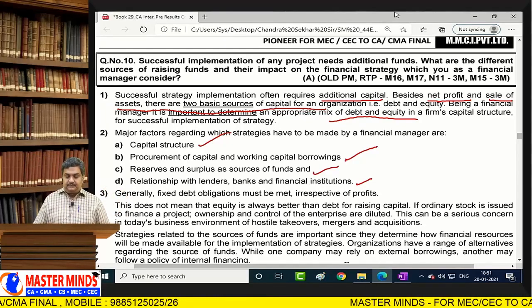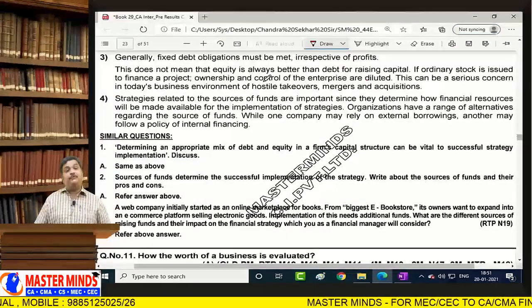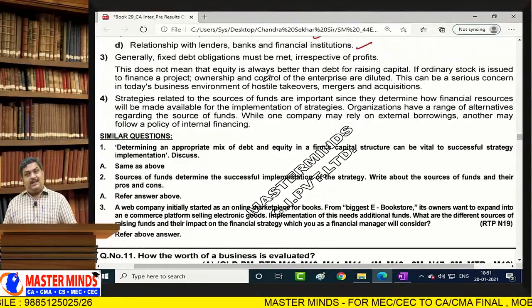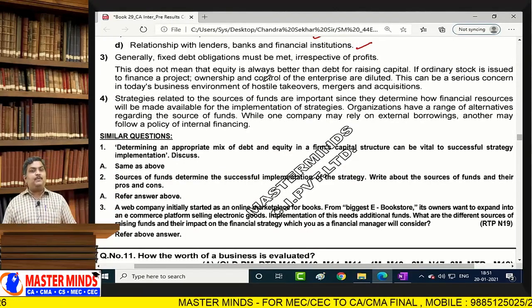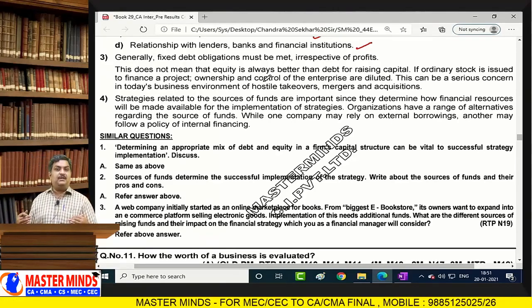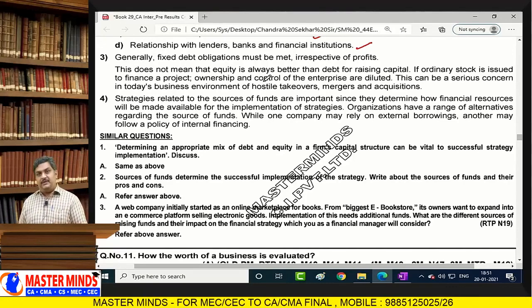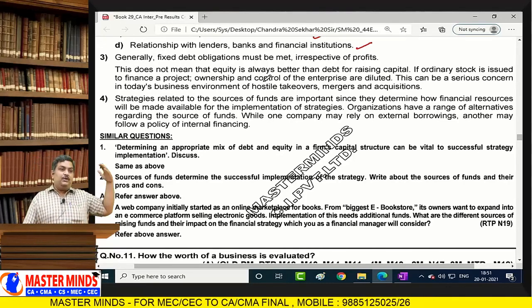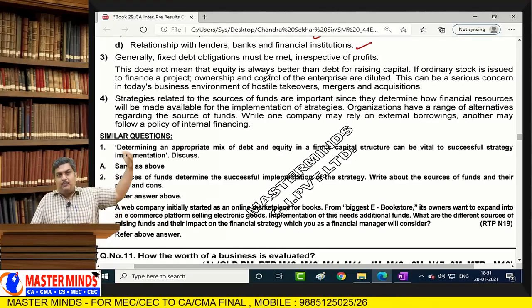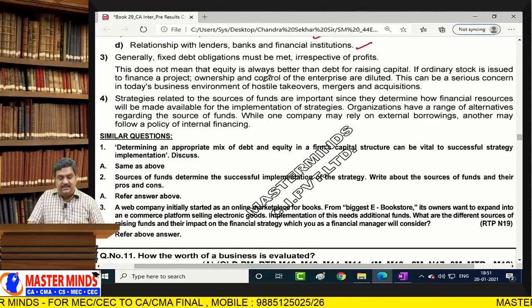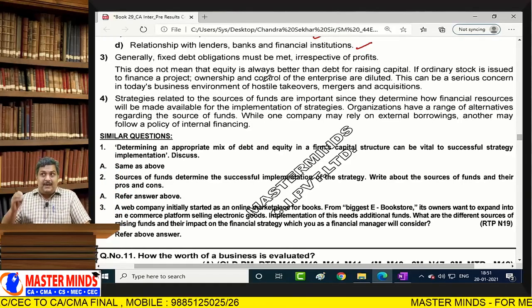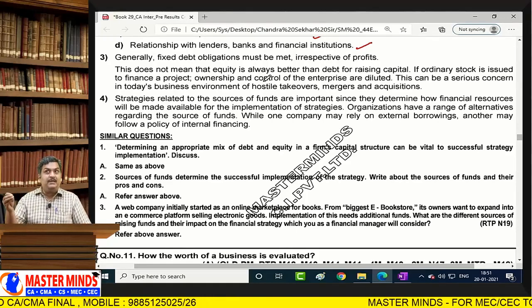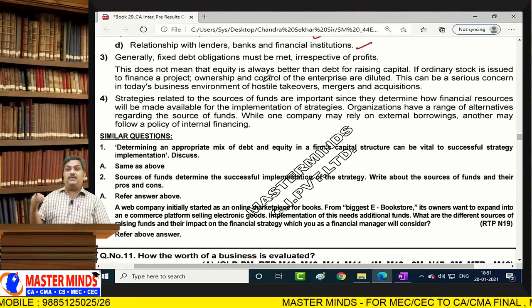And generally, we know that irrespective of the profits that an organization gets, it has to meet the fixed debt obligations. It has to pay the interest. See, you cannot tell the people that this year we did not get profits, so we will not pay the interest. That will not work. So irrespective of your profits, whether you are getting profits or losses, whether you are getting more profits or less profits, you have to meet the fixed debt obligations, isn't it? And by thinking like this, we have to meet the fixed debt obligations irrespective of profit. So that will drastically reduce our profits.